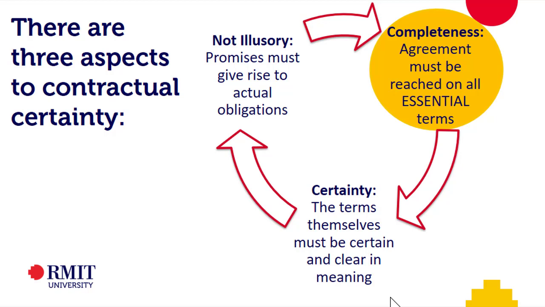So instead of talking about which terms are essential terms, let's talk about what an essential term is. What do we mean by an essential term? Something without which you don't know what you're agreeing to. Something that is core to the agreement that the parties have reached. The things without which the parties would never have agreed to enter into this bargain. So that's why it's things like price, like the subject matter.